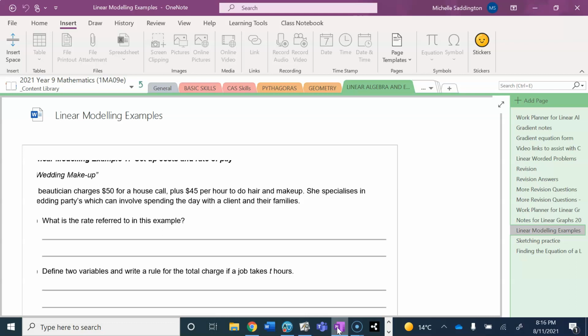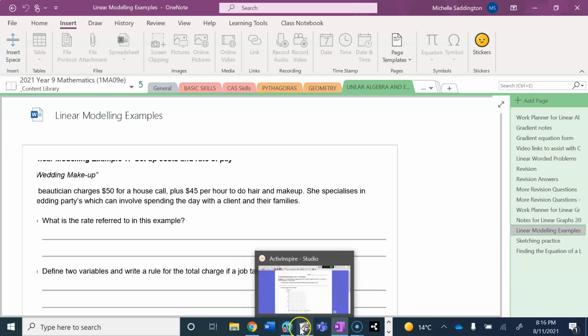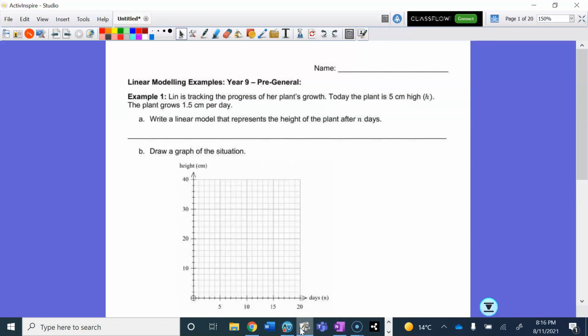My class is called Linear Algebra and Equations. I'm not sure what your other teachers called it, but it'll be in the linear section that you did in your OneNote. So I want you to find that document because that'll be a good reference to help you to do these modelling examples that we're starting with today. The document you have is a hard copy of this same little document I've got here.